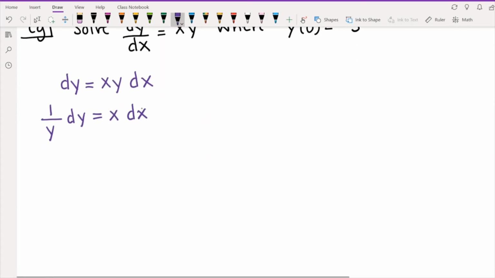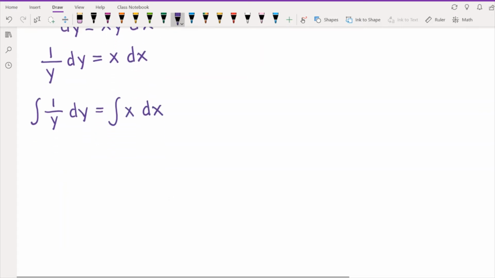Okay, so what's our next step? We take the integral. We're going to integrate 1 over y and we're going to integrate x. The antiderivative on the left is ln of the absolute value of y, and on the right, it's x squared over 2. And again, we're just going to put the plus c on that right-hand side with the x.